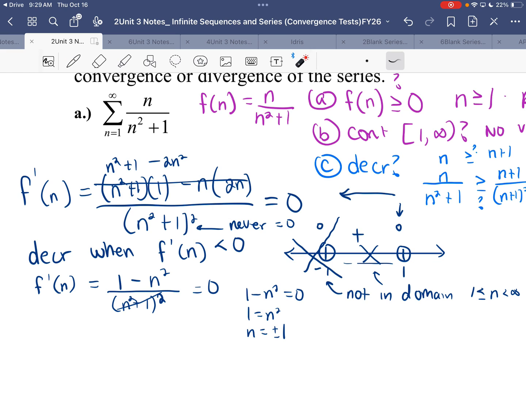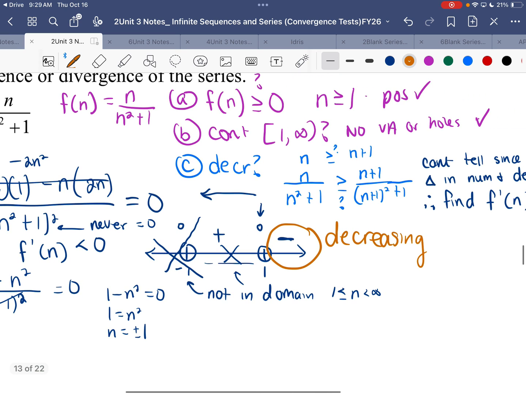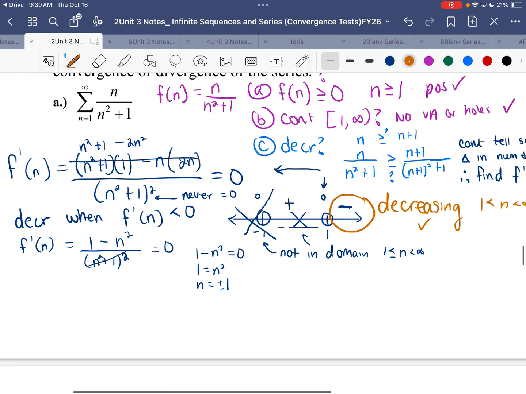So if I plug in positive 2, when I plugged in 0, I got 1 minus 0, which is positive. So that's why I have a plus sign right there. And then if I plug in 2, 1 minus 2 squared is negative. So on the entire domain, this would be decreasing. All right, so yay, it's positive, it's continuous, and it's decreasing.